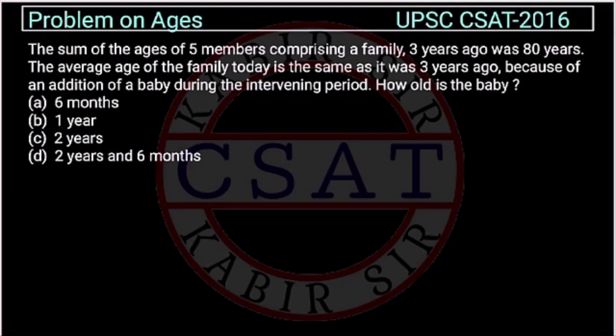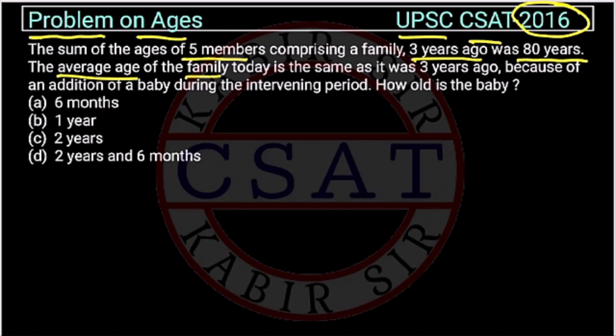Okay. Now let's see this question from the topic problems on ages, asked by UPSC in the CSAT paper of 2016. The sum of the ages of 5 members comprising a family 3 years ago was 80 years, right? So the sum is given, 3 years ago. The average age of the family. See these questions, average age. So these questions can be considered as from the topic average also, right? So this question can be categorized in average also and problems on ages also, right?